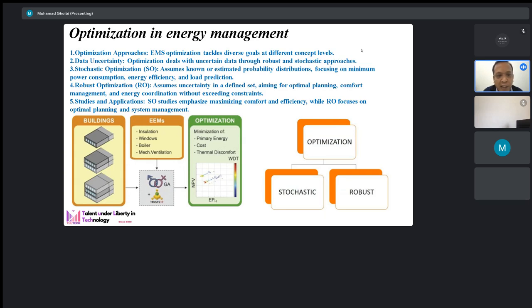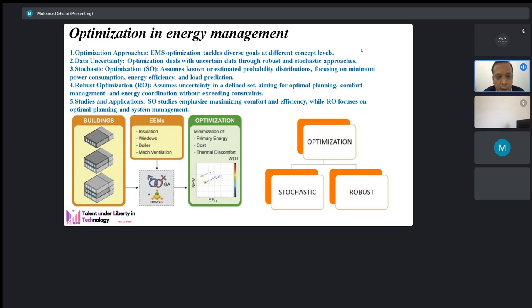Static optimization operates under the assumption of no or estimated probability distribution. These methods primarily focus on minimizing power consumption, enhancing energy efficiency and predicting load demand. For robust optimization, with uncertainty within a defined set of parameters, the objective is to achieve optimal planning, effectively manage comfort level, and coordinate energy usage to ensure consumption does not violate constraints.